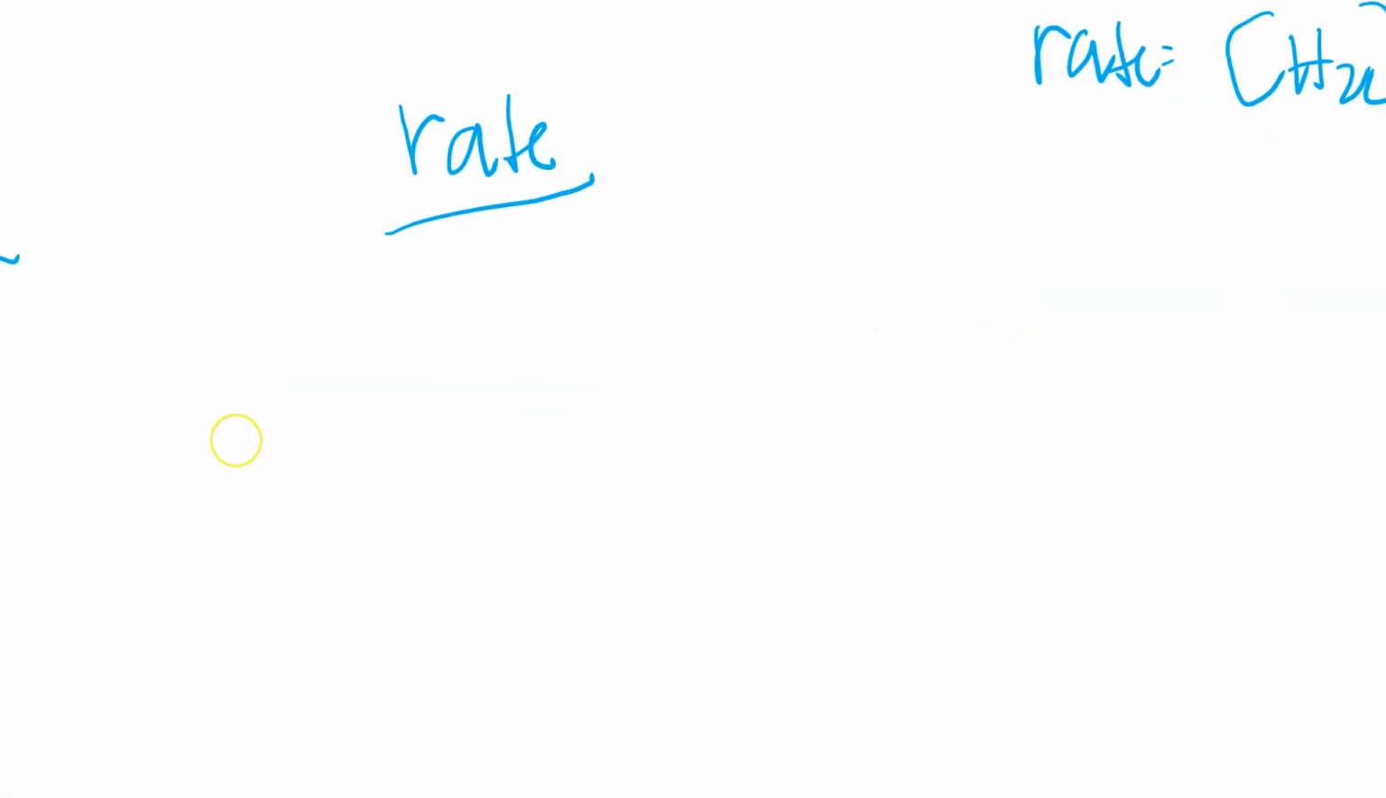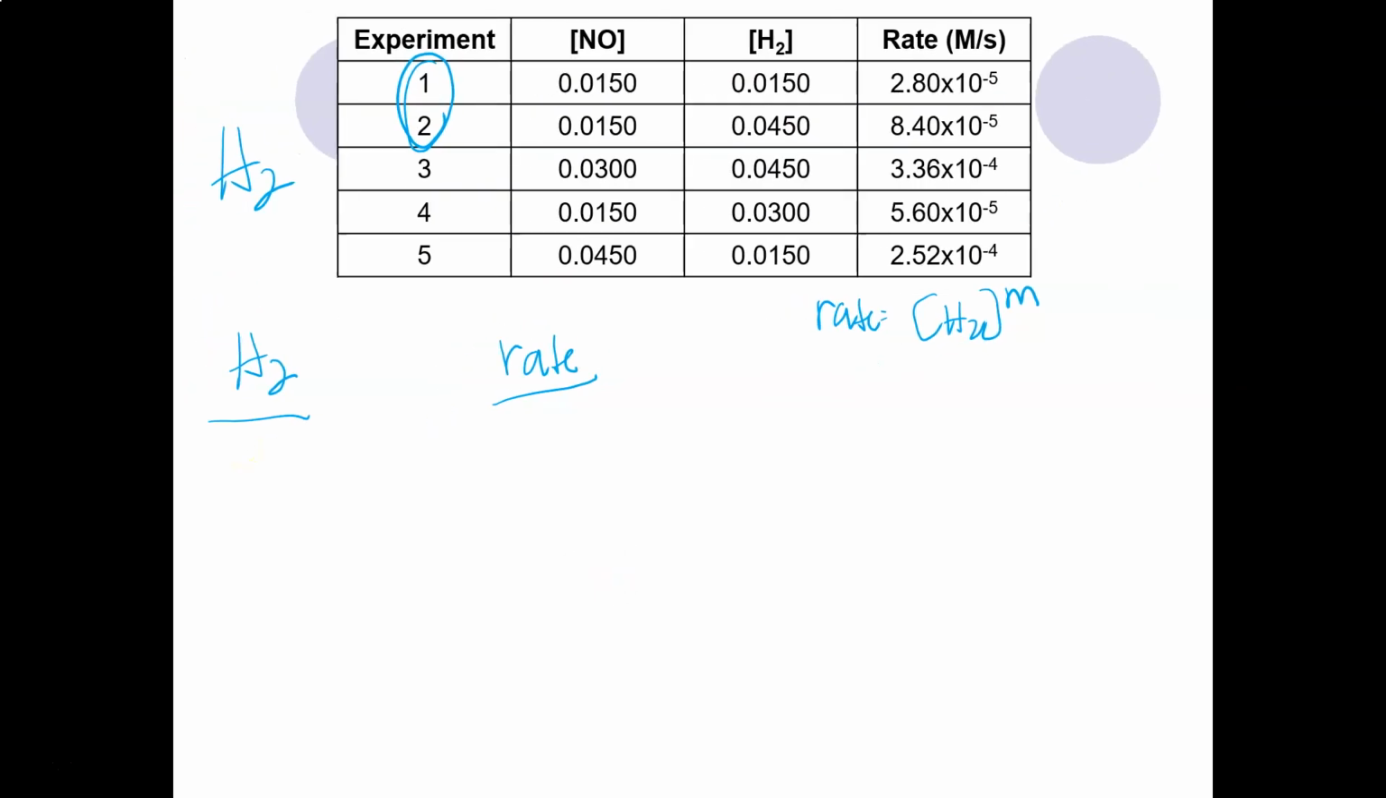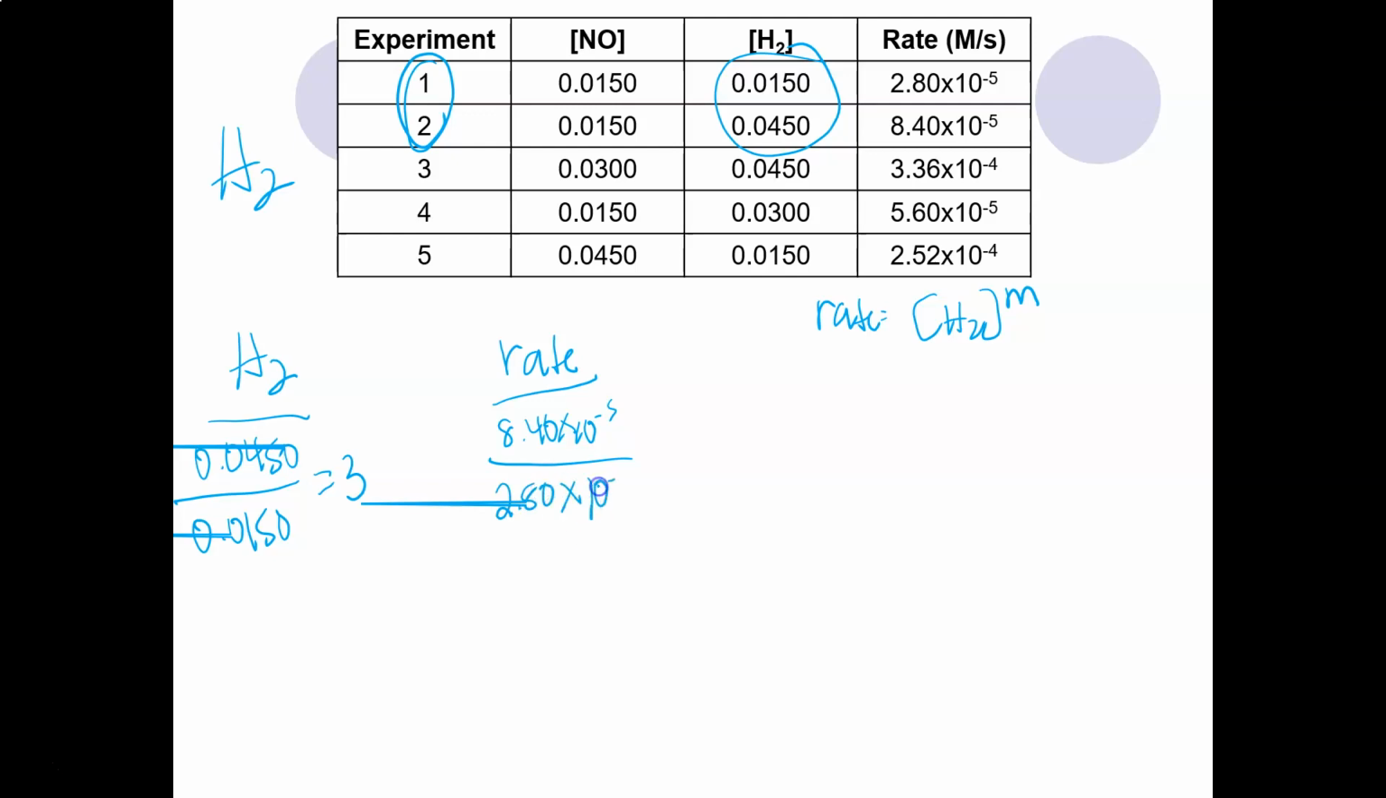So for hydrogen's experiment 1 and 2, big number divided by small number. And then for rate, 8.40 times 10 to the negative 5th divided by 2.80 times 10 to the negative 5th, and I get 3. So for rate, I'm going to put in a 3. For hydrogen, I'm going to put in a 3. 3 to what power gives me 3? Well, 1. So hydrogen is going to be first order.